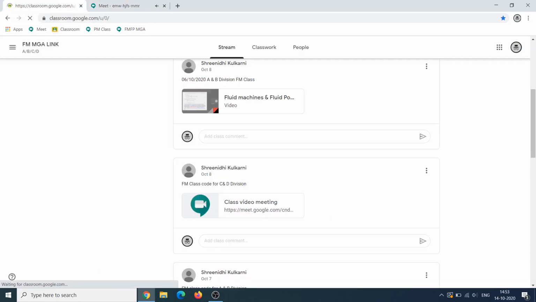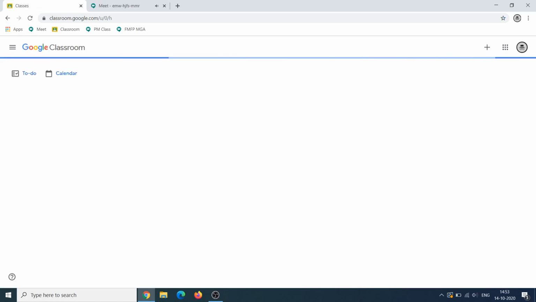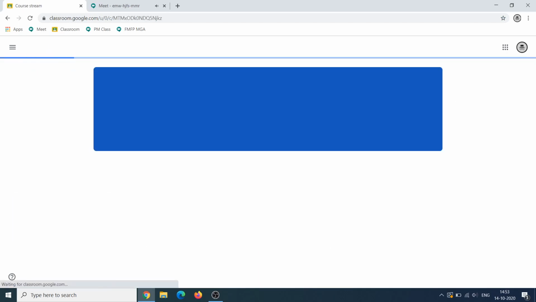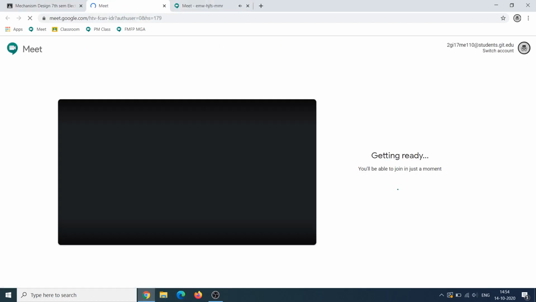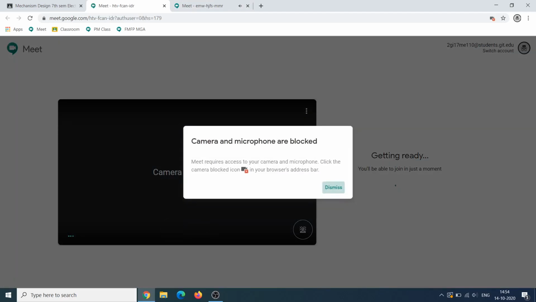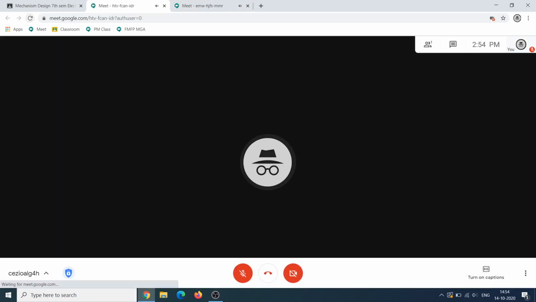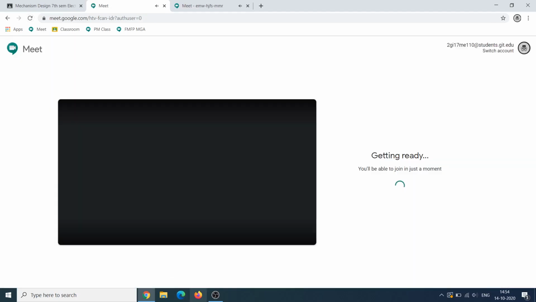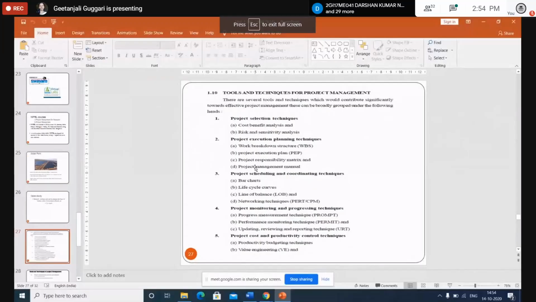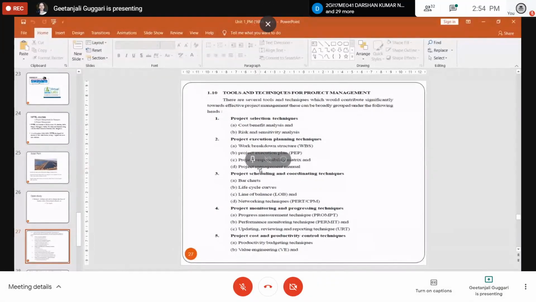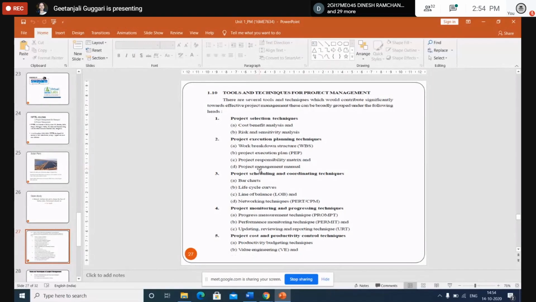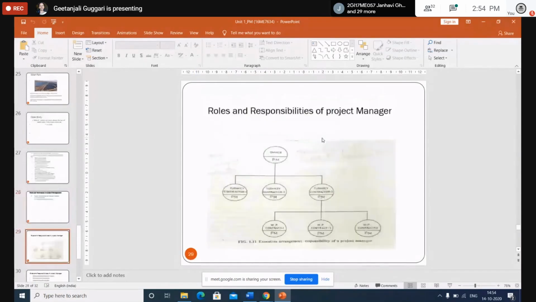You need to remember all the tools and techniques which are used for a project in different phases: conception, planning, scheduling, monitoring, as well as project cost and productivity control techniques. You need to list out all these techniques. No explanation is required here, not even a line. Just list out all the techniques without missing any. So that is the tools and techniques of project management.